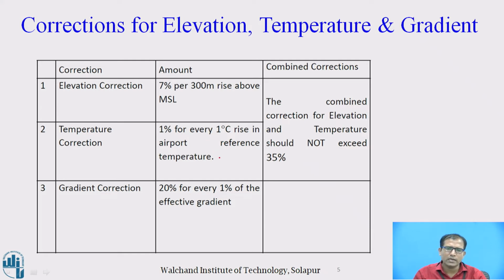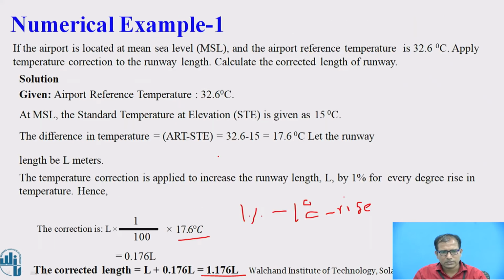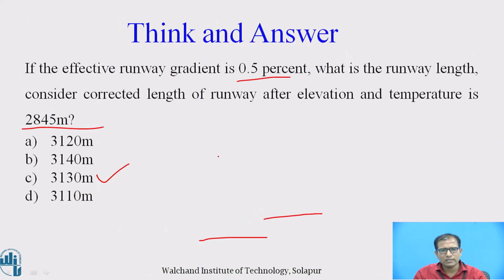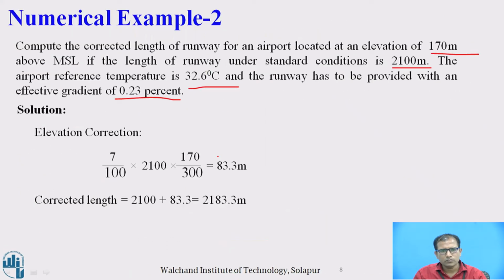You should be able to calculate, and adding these, the increase in length should not be more than 35%. If you know this, you are going to calculate the runway length by applying these 3 corrections. Let us try to solve that example. Now first one, elevation correction. We know that it is 7% for every 300 meter rise in the elevation.